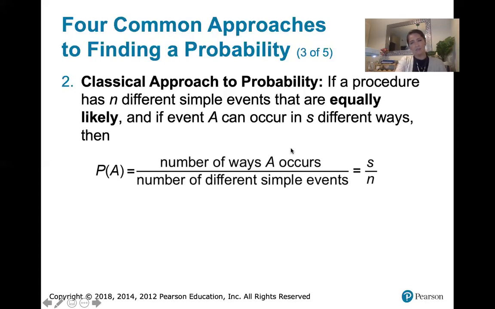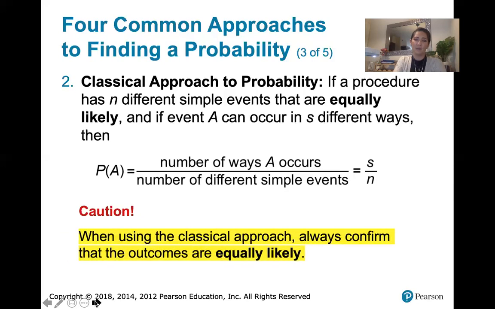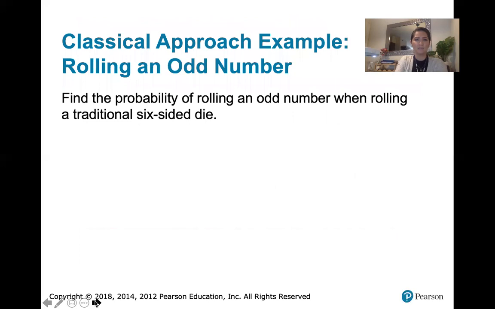It's dealing with the number of ways A can occur divided by the total number of possible outcomes, provided that all of those outcomes are equally likely. Now, you always have to confirm that those outcomes are equally likely. If they're not equally likely, then this is not the way to compute the appropriate probability.